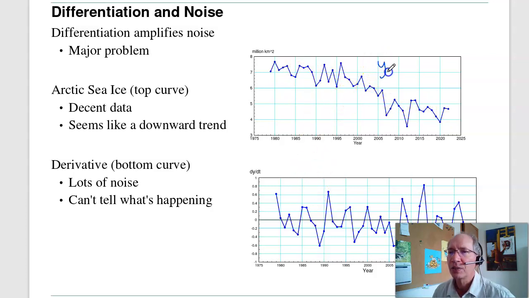So here's your y, here's y prime. What the derivative would tell me is how much sea ice I'm losing each year if it's negative, how much sea ice I'm gaining each year if it's positive. Because of the yearly fluctuations, that's the noise, when I take the derivative, pretty much all I see is noise. It actually is negative. There's more points below 0 than above 0. But because of all the noise, it's really hard to tell what's happening. That's very typical with derivatives. If there's any noise in the data, the derivative amplifies the noise.